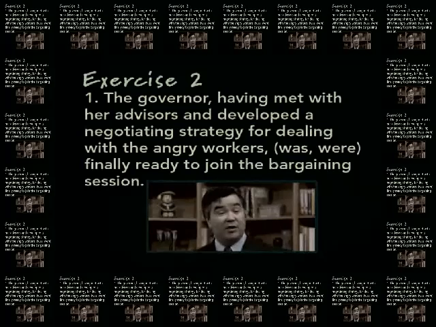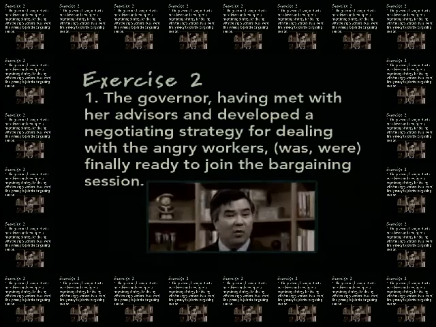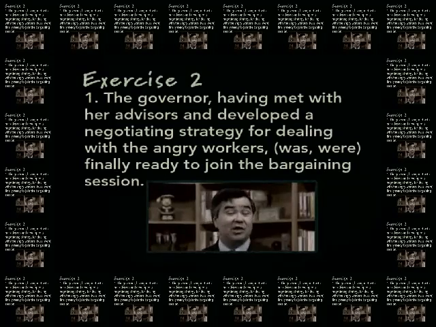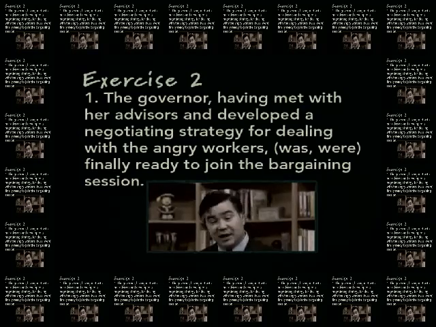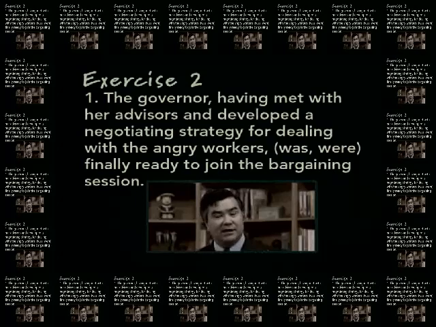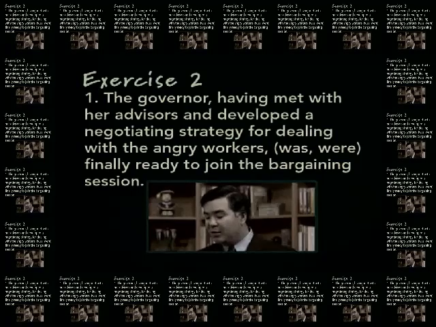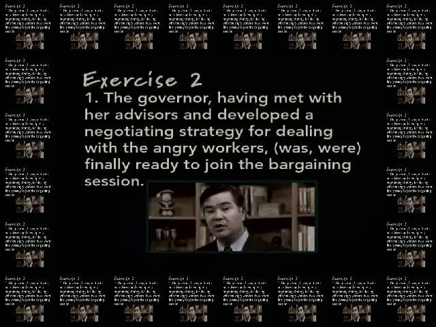Here we have to decide whether to use the singular was or the plural were. And the question is, what's the subject of the verb? Who or what was or were finally ready to join the bargaining session? Well, the subject and the verb in this sentence are separated by a lot of words. One clue in this case is that there's a comma representing a pause surrounding a lengthy phrase here in the middle of the sentence. I'm referring to the words, having met with her advisors and developed a negotiating strategy for dealing with the angry workers.